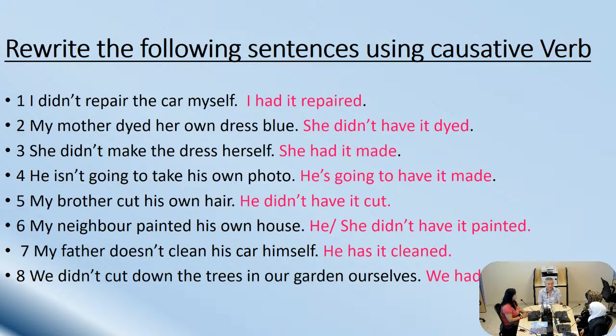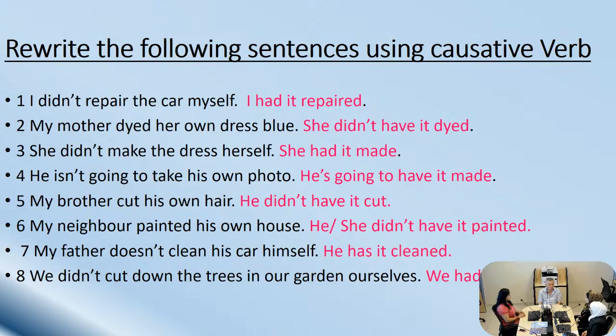The first example: I didn't repair the car myself. Of course, I had it repaired. Two: my mother dyed her own dress blue. She didn't have it dyed; she did it herself. She didn't make the dress herself. Here she had it made. She had someone make it for her. He isn't going to take his own photo. He's going to have it made.